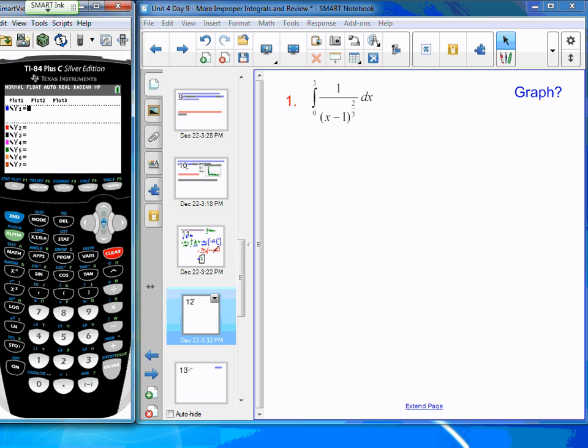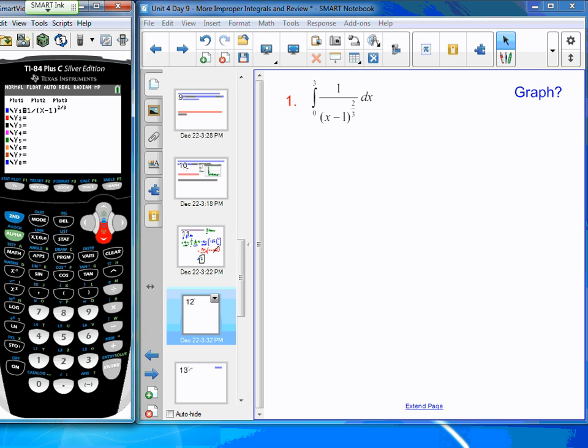So let's go with 1 over quantity x minus 1 to the 2/3. As I consider the domain of this original function, first symbolically, what x value are you concerned about before I even hit graph? Right, what x value am I concerned about? Courtney? Oh, 1, never mind.